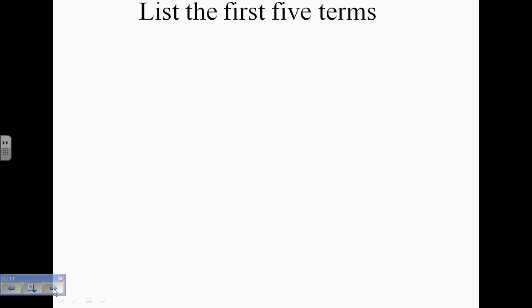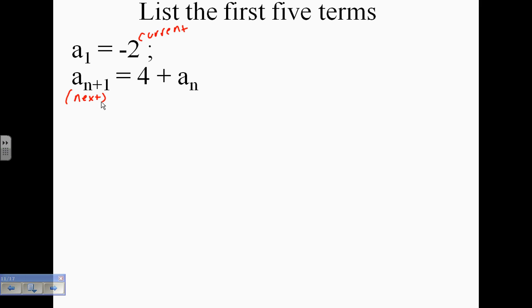All right, try this one. First 5 terms. The current term is -2. Your next term, you get by adding 4. You can either do it on the calculator, or you can do it with pencil and paper. I don't really care. If you can't figure out one, then do the other one.